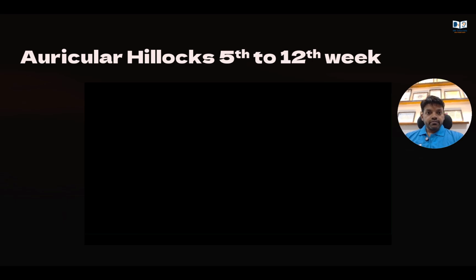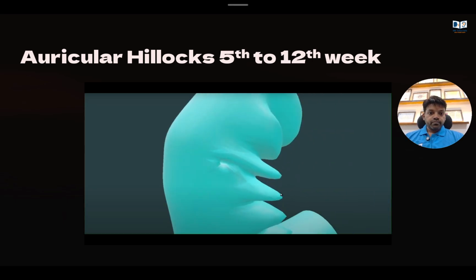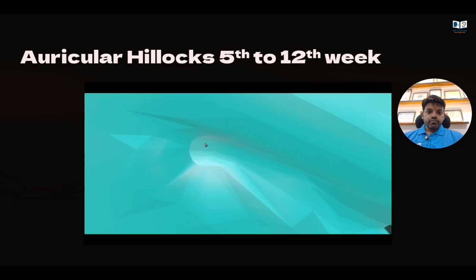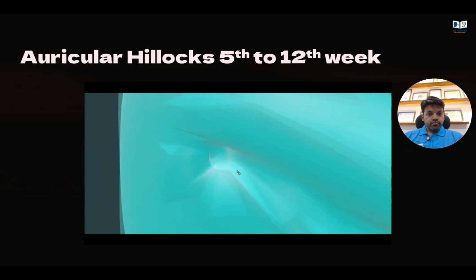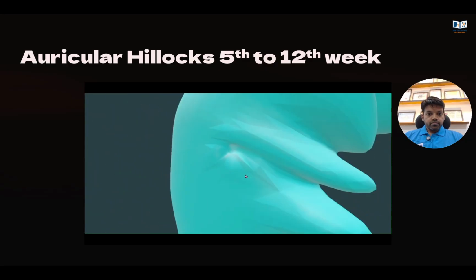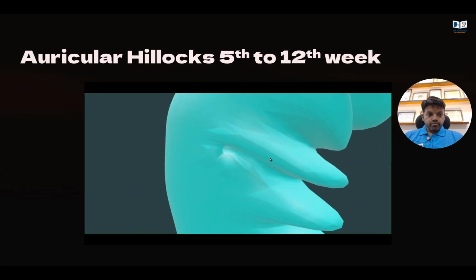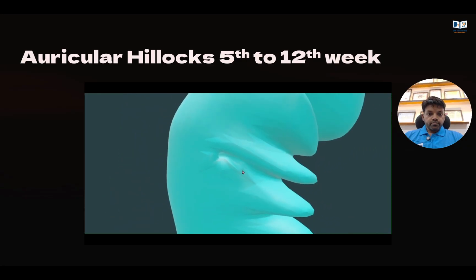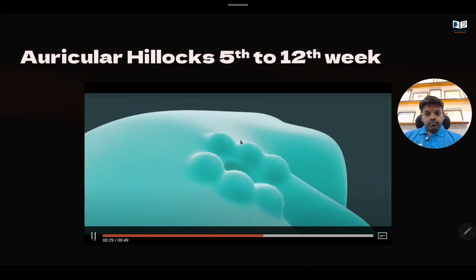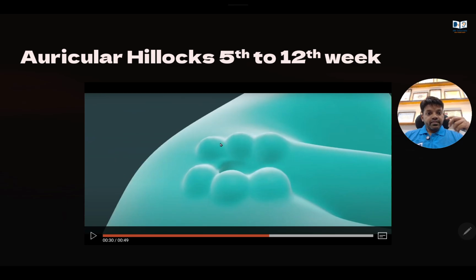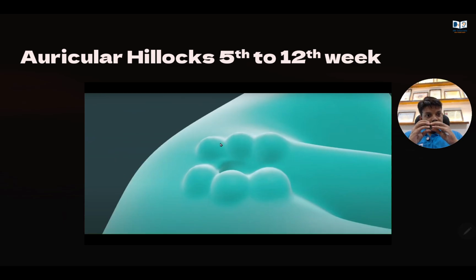Now let's see hillocks. Here are the pharyngeal arches, and you can see the external auditory meatus. This hole is leading into the external auditory meatus. Around this hole, within the first and second pharyngeal arch, we have 6 swellings developed. These are called auricular hillocks. You see these blob-like swellings.